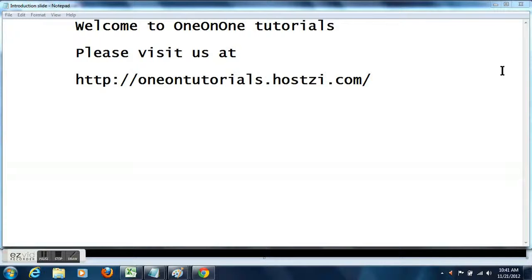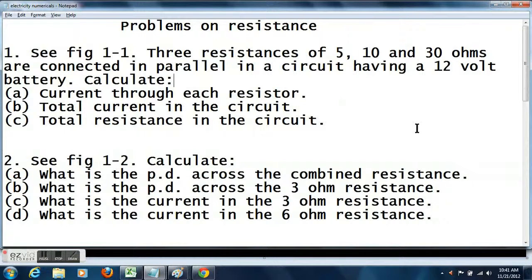Welcome to the next tutorial on current electricity. Starting from this tutorial, I will discuss the solution to the problems.